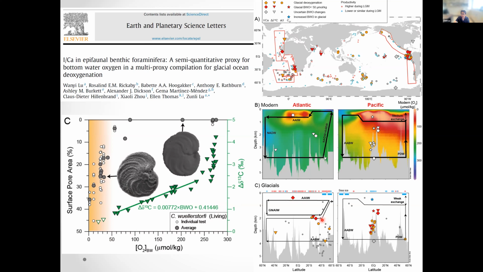You can read the details in here, but for this group, I just want to briefly mention that iodine-calcium, especially benthic iodine-calcium, is in really good company in this time interval.